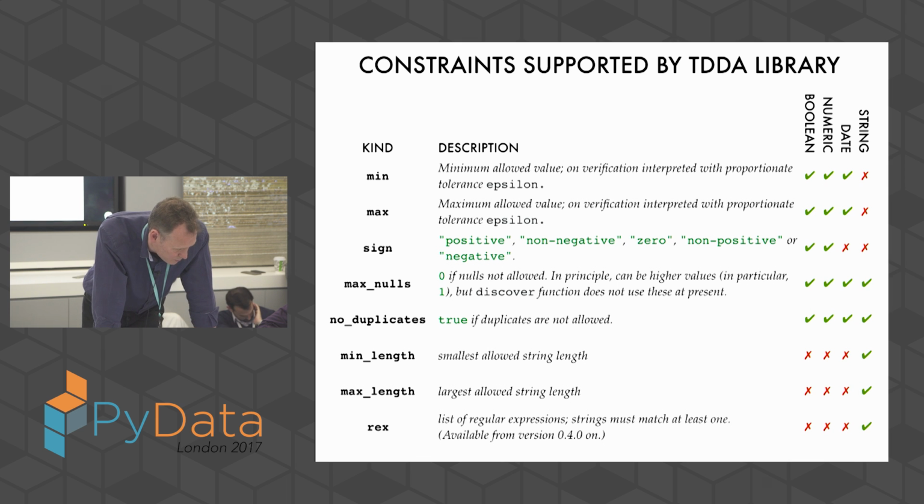It is included in the library and it is available online, but it's not used right now for this discovery and verification process. But when we release version 0.4 of the library, which might be within the next few days, that will become available. Not all of the constraints apply to all field types, but many of them do. So we have a similar sort of exercise we can go through.